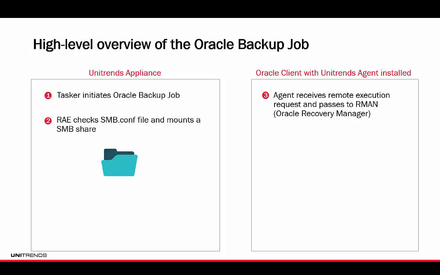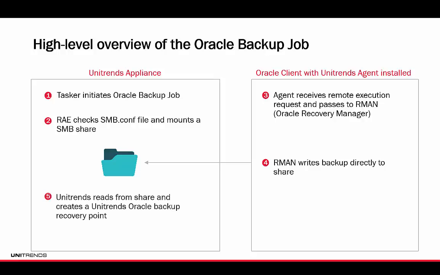So Tasker and the RAE are going to send over the job and say, hey, Oracle client, I got this backup to do. And it's going to pass that job to the RMAN, the Oracle Recovery Manager. Now, RMAN writes that backup based on those settings. It writes it directly to the share that Step 2 opened up. And once Unitrends reads that backup from the share, it's going to create its own Unitrends Oracle recovery point from that share. Right? Once it's done with that, the share is cleaned up and then it's torn down and the backup process is completed.